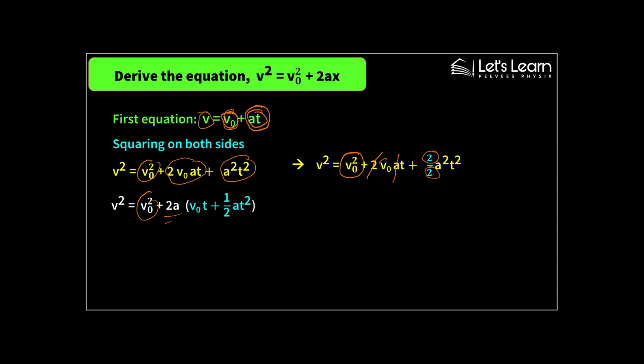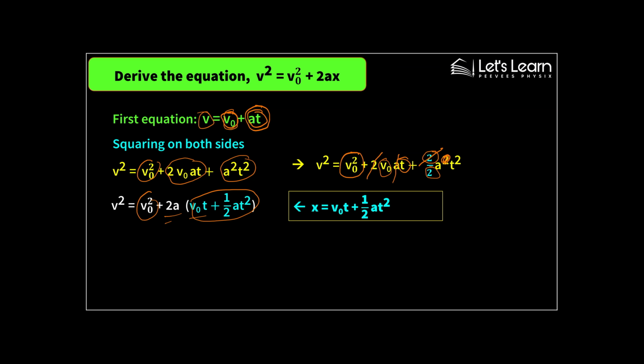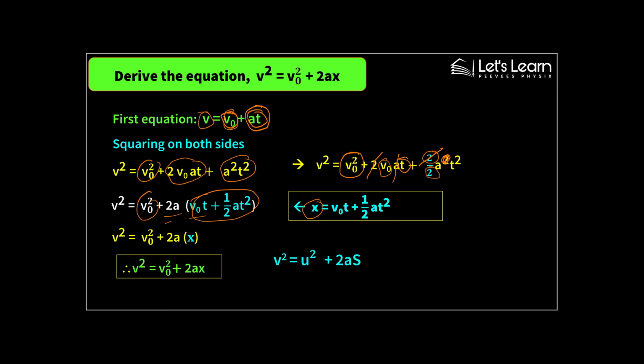What is remaining there? V0 T. Plus, if I take A out, what is remaining? Half A T square. Why did I do this? Reason is simple, because this is equal to our displacement x. So replacing the one in blue with x, we are done. In simple format, we can write it as V square equals U square plus 2AS.